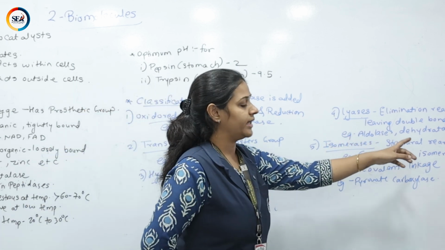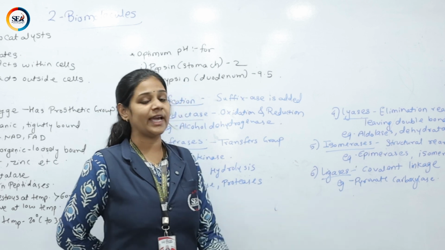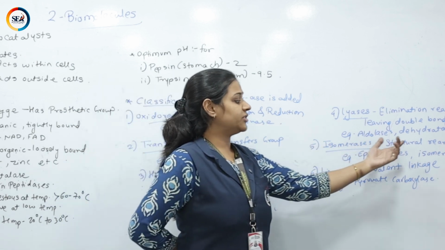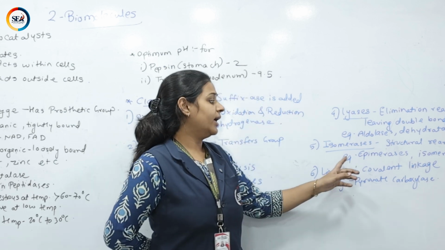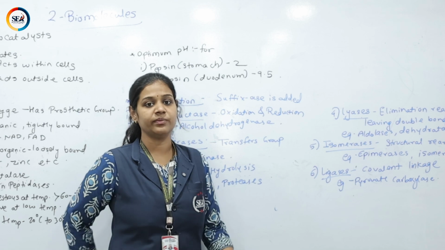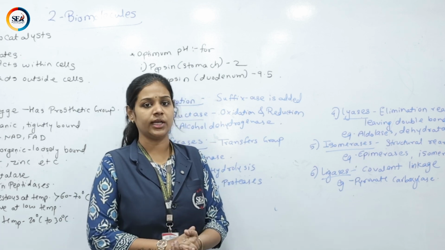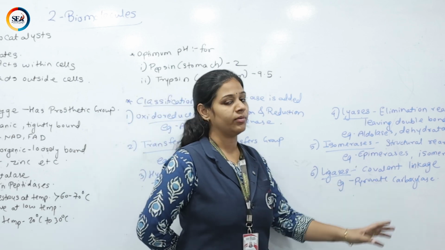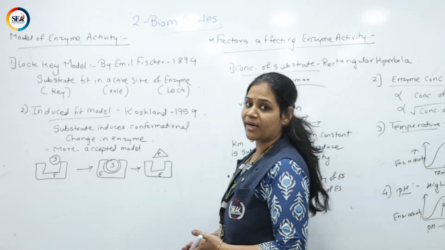Example, aldoses, dehydratase. Fifth is isomerases, which are enantiomers of each other. They cause structural rearrangement. Example, epimerases or isomerases. Last group is ligases, which carry out joining of molecules by forming covalent linkage. Example is pyruvate carboxylase.